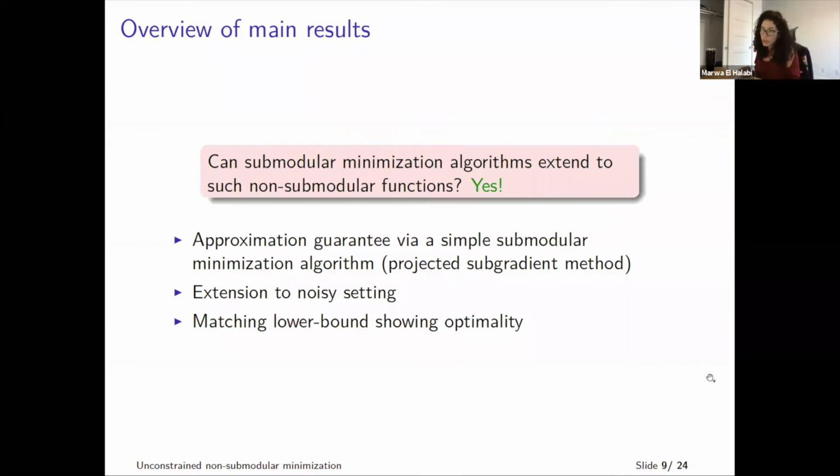Then we can show that this can also be extended to the noisy setting, where instead of having access to the set function itself, we have access to a noisy oracle of it. And then we can show that the approximation guarantees we obtain with this algorithm are optimal, in the sense that no other algorithm can improve on them unless it uses exponentially many queries.